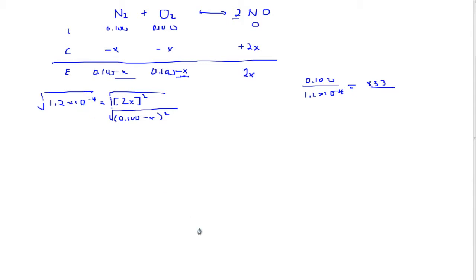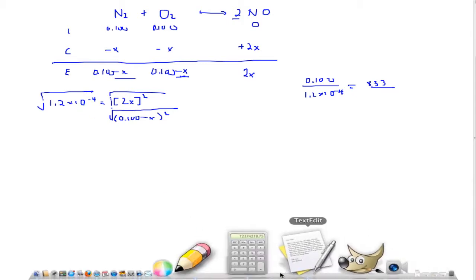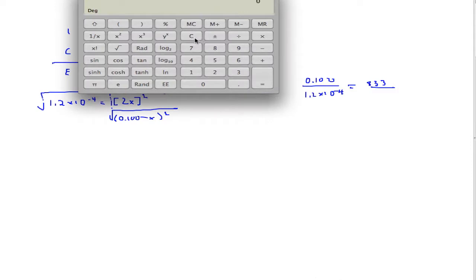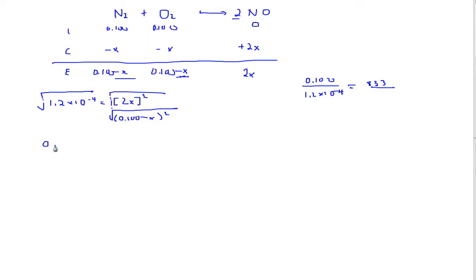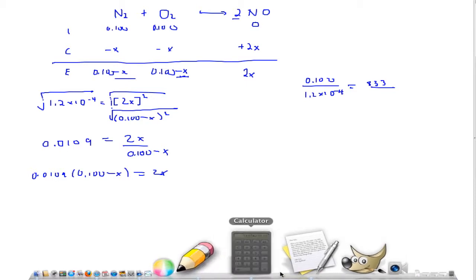And let's see what values we get. I didn't do my calculation beforehand, so I'm going to have to do it right now. So bear with me. The root of 1.2 times 10 to the negative 4 is going to be 0.0109, which is equal to 2x over 0.100 minus x. And multiply that out, so it's going to be 0.0109 times 0.100 minus x is equal to 2x.